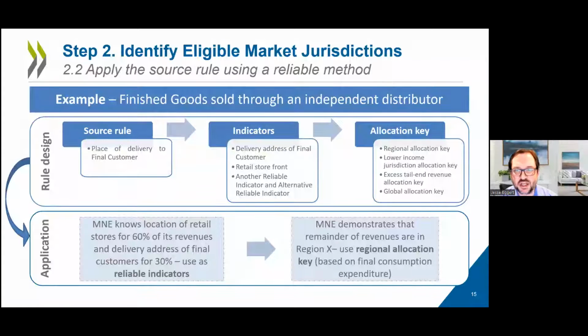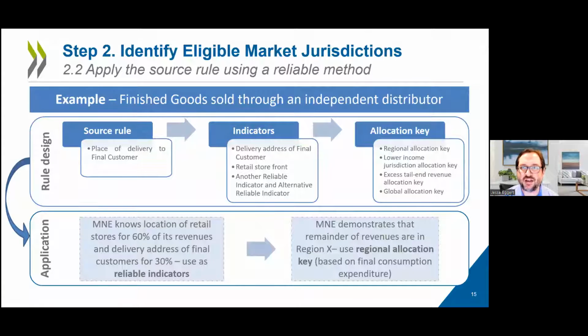In slide 15, you'll see an example here. The example focuses on finished goods through an independent distributor. So an MNE sells goods through an independent distributor, and the source rule is where the goods are delivered to the final customer. And there are a variety of indicators specified in the MLC that are considered appropriate to use. Those include information on the delivery address of the final customer, information on the retail storefront through which the goods are going to be sold, or other indicators that have characteristics that make them reliable.